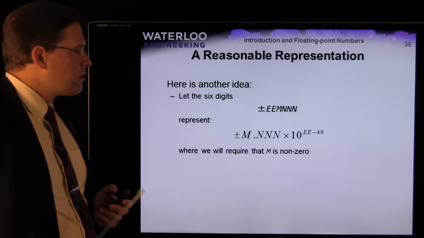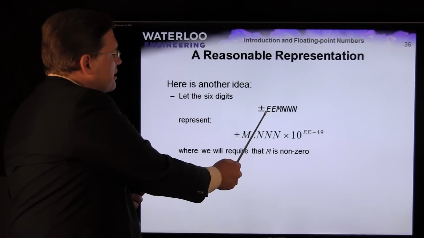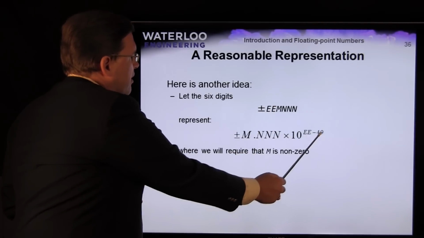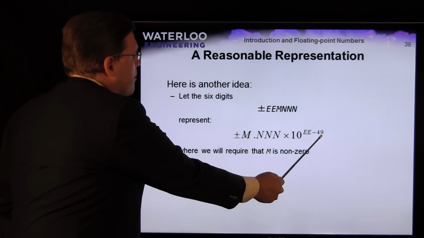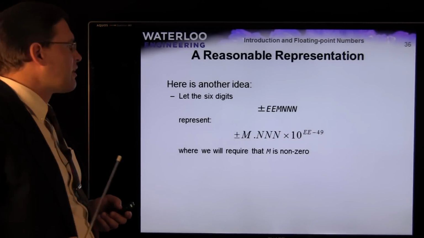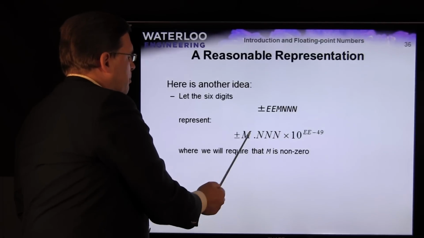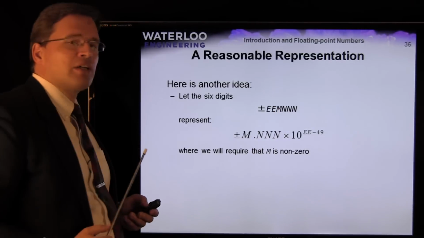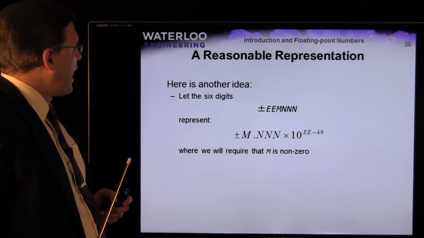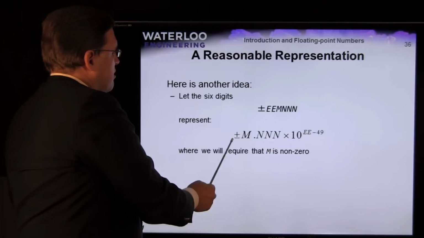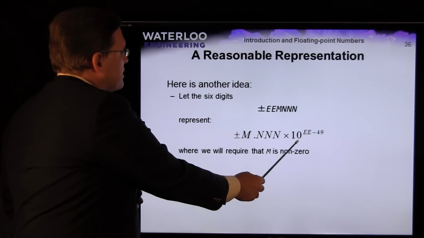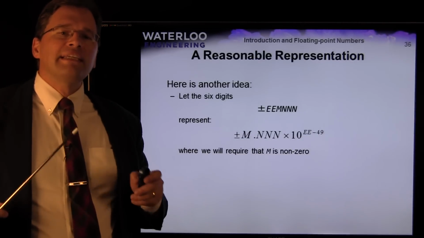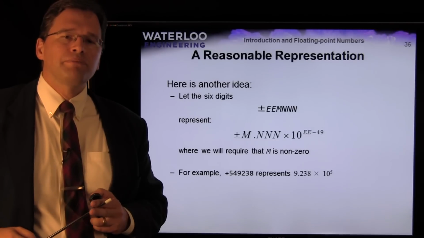The 6 digits are going to be interpreted as follows. The first 2 digits will represent an exponent, but the actual exponent is the first 2 digits minus 49, and we'll see why that's necessary. The next 4 digits represent a mantissa, where the first digit, m, must be non-zero. And so therefore, this represents plus or minus m.nnn times 10 to the power of ee minus 49. Let's see how good this is as a representation.